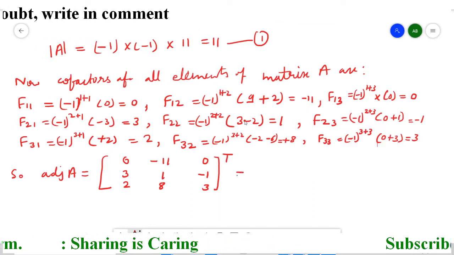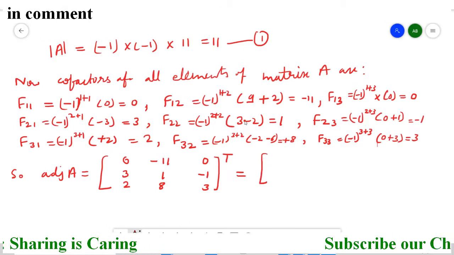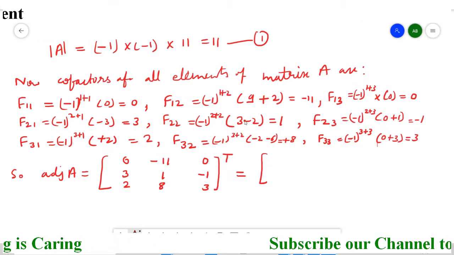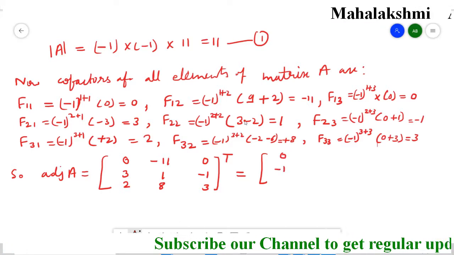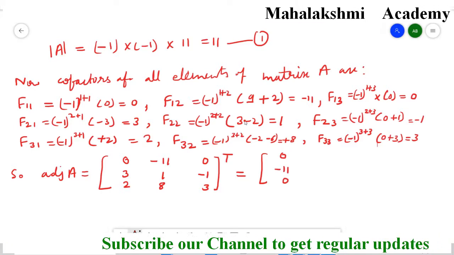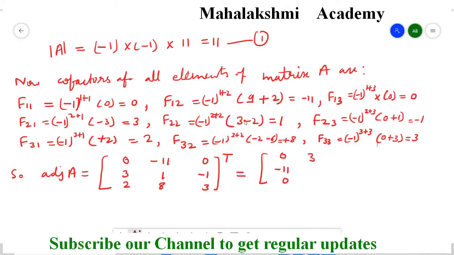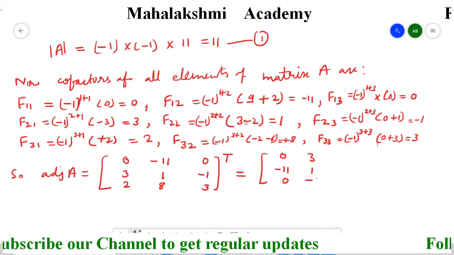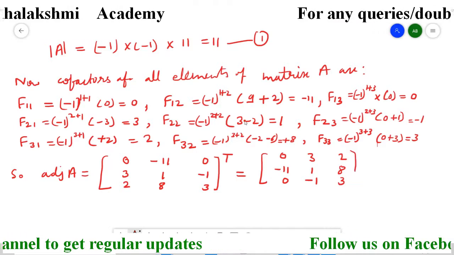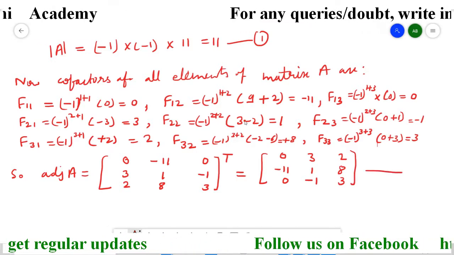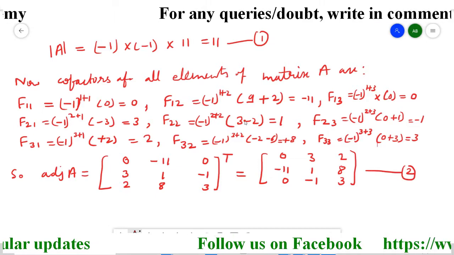When we do the transpose, we will get it as 0, students, 0, -11, 0. The rows change to columns. Then 3, 1, minus 1, 2, 8, 3. So this is our adjoint of A. We'll call it equation second.